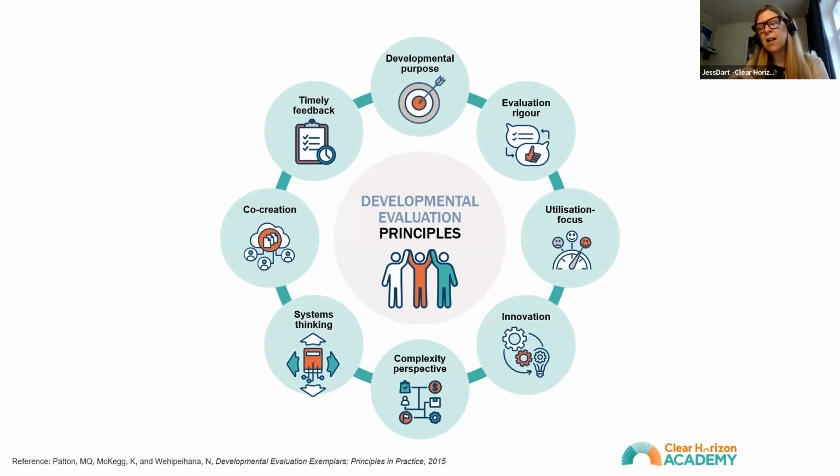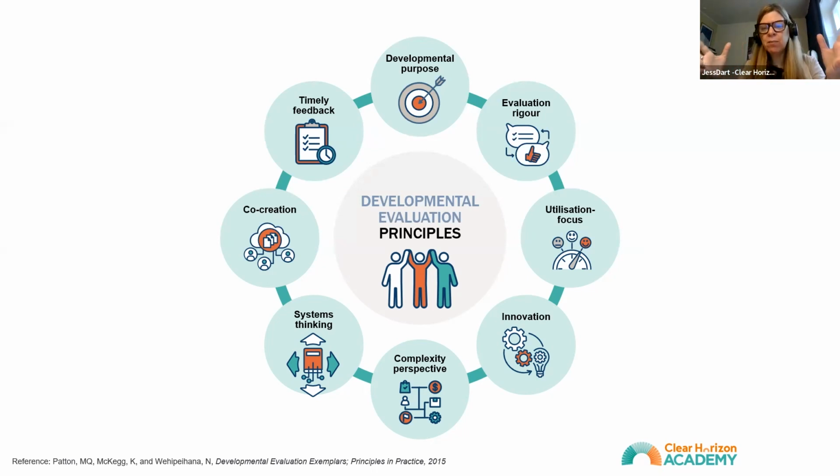It has what's called a utilization focus, which means that whatever you do, you should be able to use it. It's aimed to be helpful. It's got an innovation niche. It's designed to partner with innovation. It has a complexity perspective, which means, I don't know if you know much about complexity approaches, but one key feature is emergence. Like, we don't know what is going to come out.